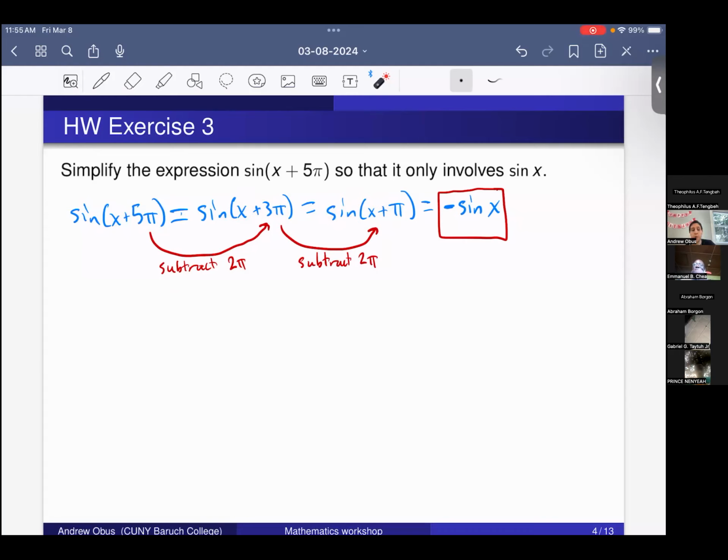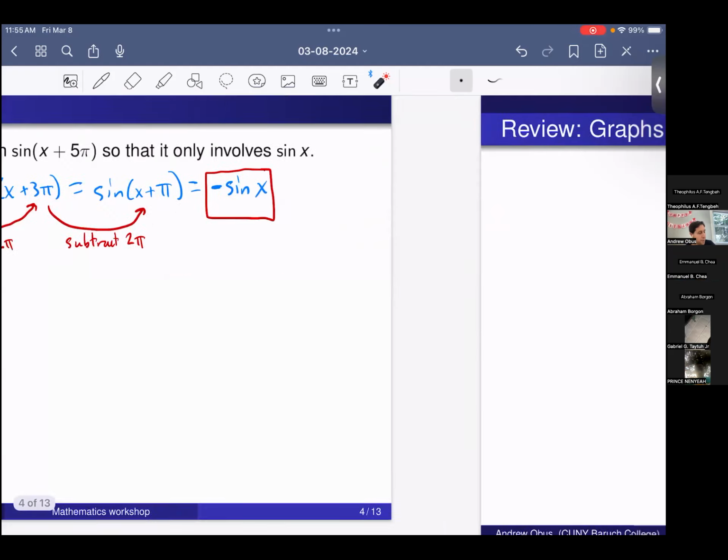Now, I could subtract 2 pi again, but that would just get me sine of x minus pi, and that's not really any easier to deal with than sine of x plus pi, right? x plus pi, x minus pi, neither one is really better. So at this point, we need another strategy. And the other strategy is exactly that we have this other identity involving sine from this page.